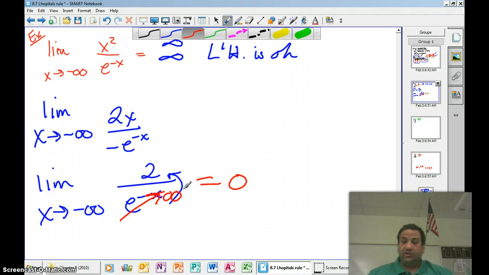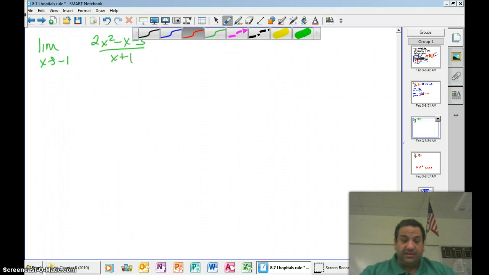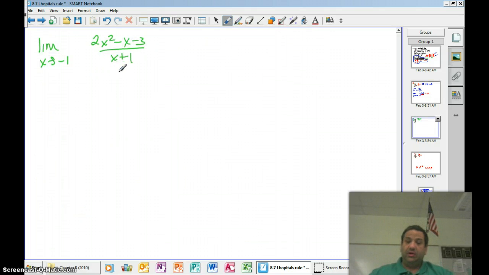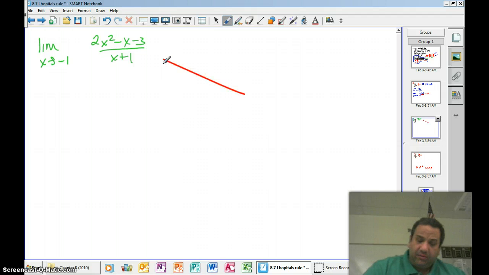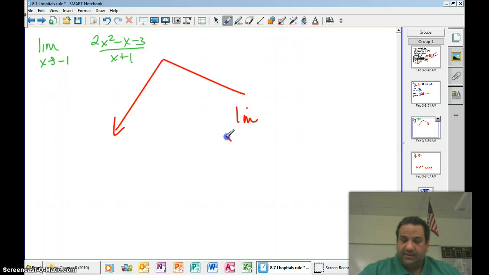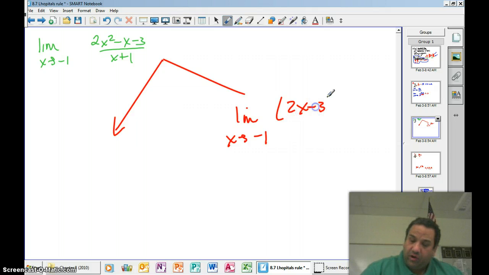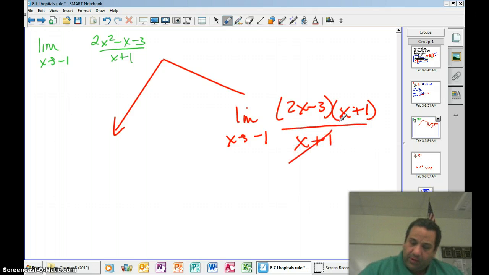Okay? Let's look at another one. We'll be done with this in 5 minutes. Look at this one. We can do this 2 different ways. We can do it one way we learned back in the day: the limit as x approaches negative 1. We factor the top, which factors to 2x minus 3 times the quantity x plus 1, and the bottom is x plus 1. Those cancel out. You plug in negative 1 and you get negative 5. You remember that? Back in the day.